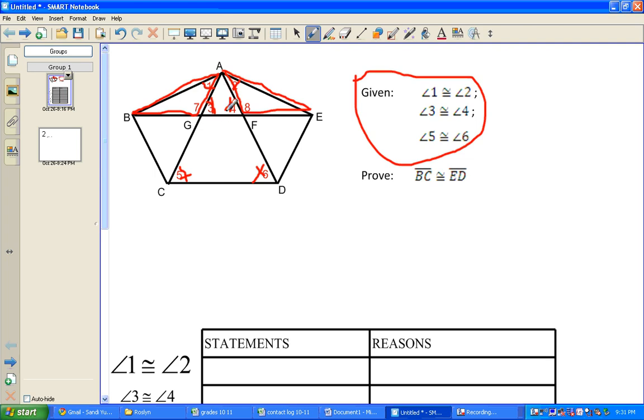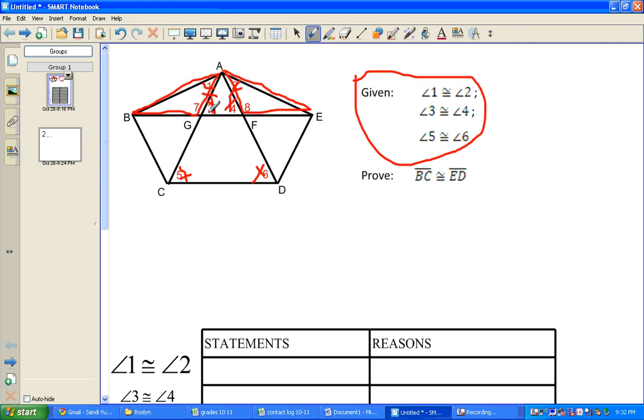Oh, let's see. As the given mentions, angle 3 and angle 4 are congruent, which allows us to find out triangle AGF is an isosceles triangle. Now, that allows us to have line segment AG be congruent to line segment AF. So that's our second condition. How about the third condition? So far we have a pair of angles and a pair of sides. What can be our third pair?